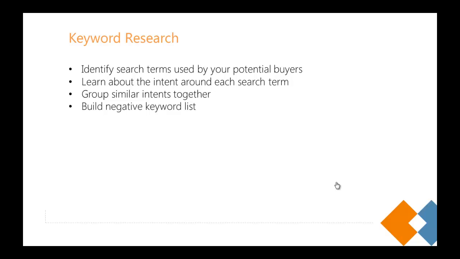So when you start a campaign, you first look at what potential buyers are searching for, and you can easily do that with AdWords Keyword Planner. AdWords Keyword Planner also helps you identify the search intent, and it suggests groups, so you don't have to create those groupings yourself. The key idea is to find the search intent and group similar search intent together.